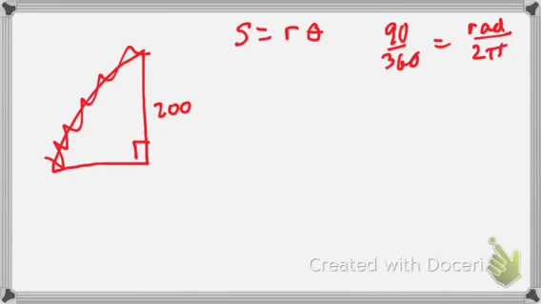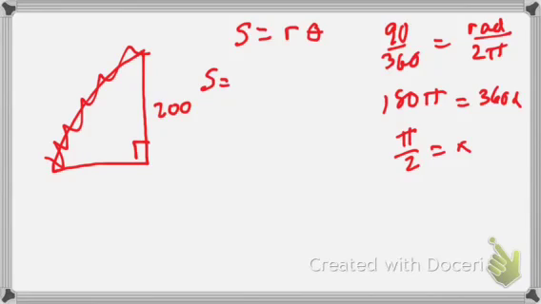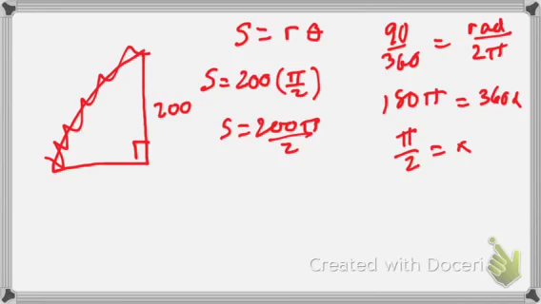And now I'm just going to cross multiply. So I'm going to get 180 pi equals 360x. And then when I simplify all of this, I'm going to end up getting pi over 2 equals x. And now I'm just going to plug it into the formula. So it's going to be S equals 200 times pi over 2, which will simplify to give me S equals 100 pi.